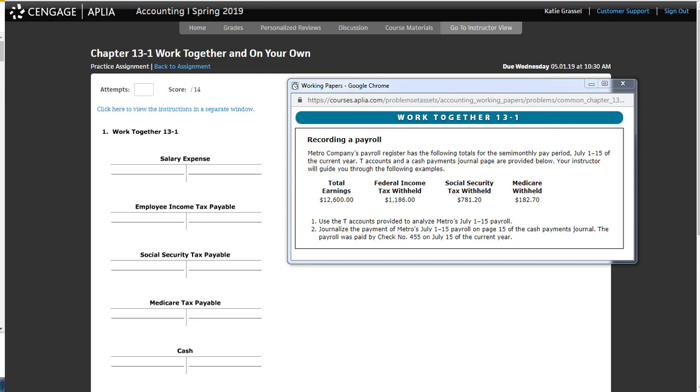So we have total earnings. Now we know that's column number 3 on our payroll register because you have regular earnings, you have overtime earnings, and then you have total earnings. This is the amount that they earned before taxes. Then you have federal income tax withheld, Social Security tax withheld, and Medicare tax withheld. Okay? And normally we would have health insurance premiums, and then you could have the other column. But in this case, for a Metro Company, they don't have any of that taken out.